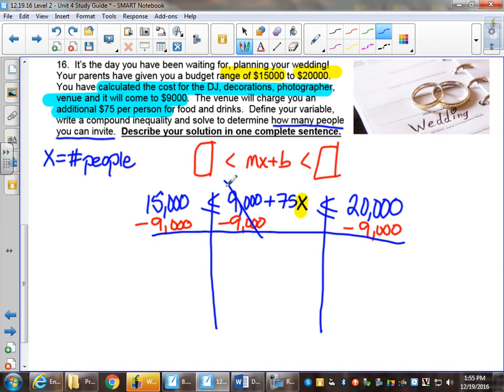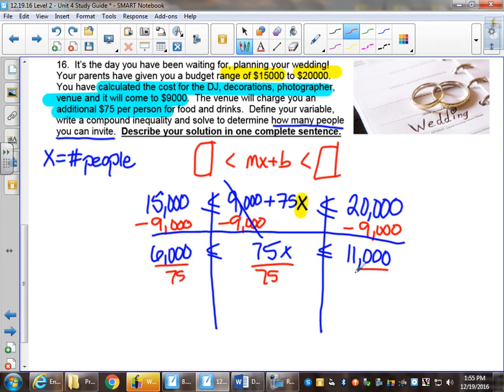So 15,000 minus 9,000 is 6,000. 75x is still in the middle. 20,000 minus 9,000 is 11,000. This says 75 times x. To undo that, we'll divide by 75. So we get x is greater than or equal to 80, less than or equal to 146.67.